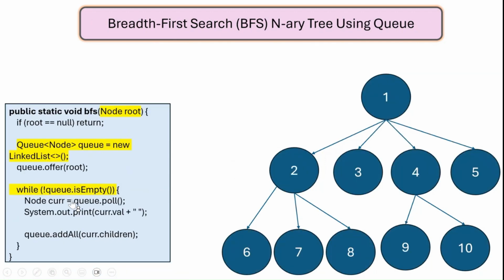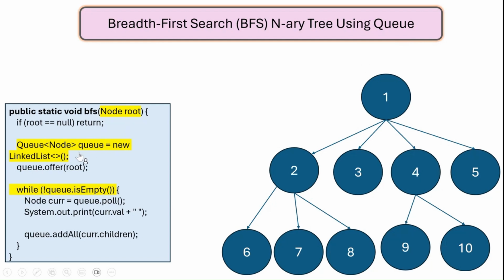Now let's understand the breadth first search implementation for an N-ary tree using a queue. Now why a queue? Because we know that BFS means visiting the nodes level by level. So the node which comes at the earlier level gets visited first. We can see the FIFO property here, right? And that can be achieved using the queue data structure. That's why we are using a queue.